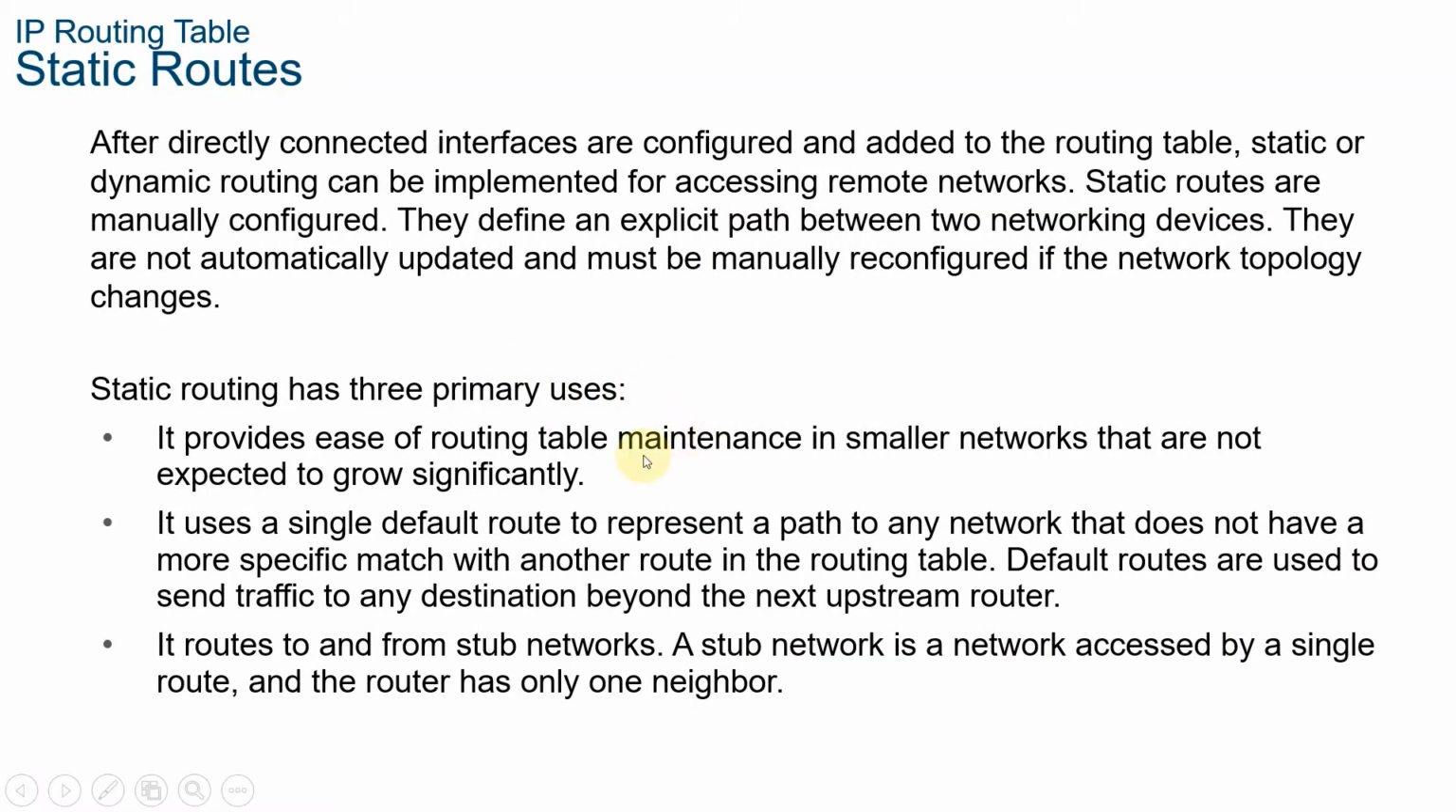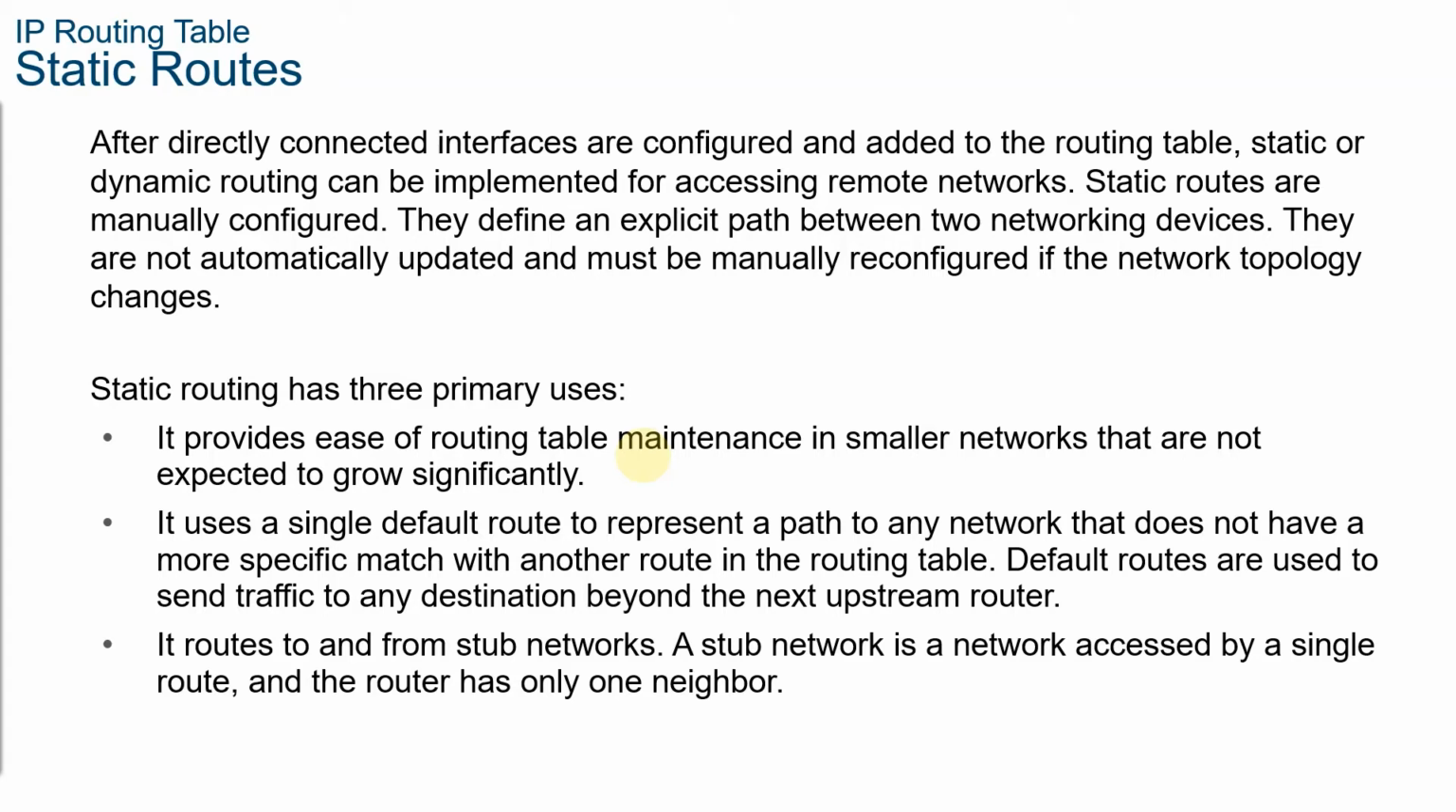Alright, so the next one is static routes. After directly connected interfaces are configured and added to the routing table, static or dynamic routing can be implemented for accessing remote networks. Static routes are manually configured. They define an explicit path between two networking devices. Unlike dynamic routing protocols, static routes are not automatically updated and must be manually reconfigured if the network topology changes.